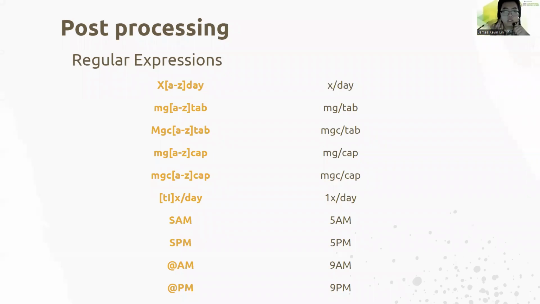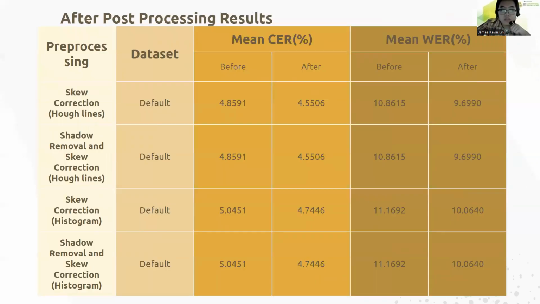The post-processing uses regular expressions to correct common mistakes made by the OCR. The use of post-processing gave a small boost in accuracy in the default dataset.